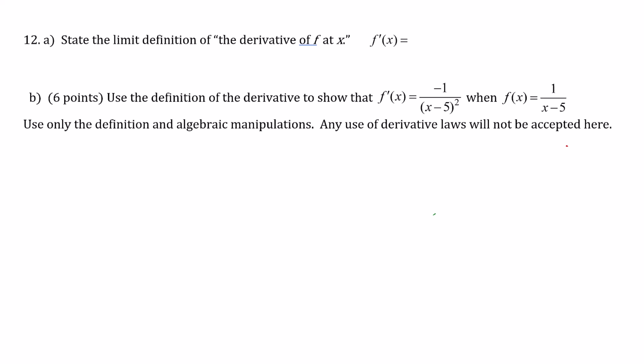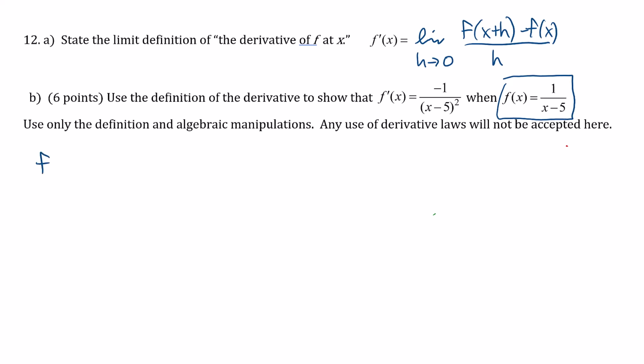We want to state the limit definition of the derivative of f at x. So f prime of x equals the limit as h goes to 0 of f of x plus h minus f of x, all over h. We're going to use this limit definition of the derivative to show that this is the derivative of f of x equal 1 over x minus 5.